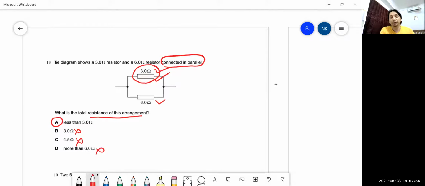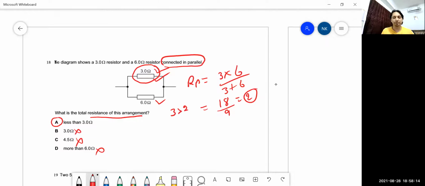And if you want to cross check whether your answer is correct, apply the equation. Rp equals R1 times R2 divided by R1 plus R2, that is 3 times 6, which is 18, divided by 3 plus 6, which is 9, that is equal to 2. And you can see that 2 is less than 3. But sometimes if the options are 2, 3, 4, 5, in that case you have to click that the answer will be 2.